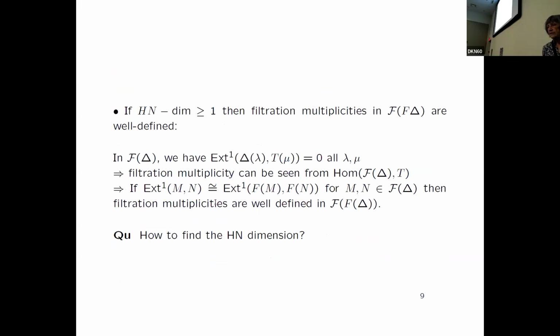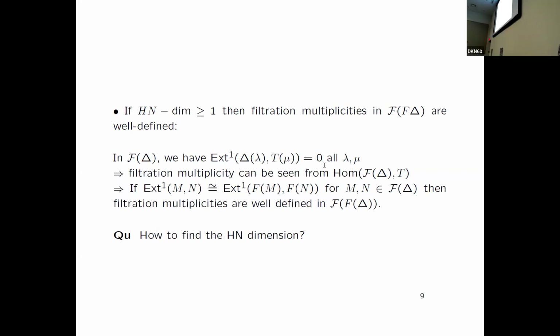Right, so why is this interesting? If this dimension is at least 1, then we would already know that filtration multiplicities are well defined. And you can see that in a few lines, because if you look at the category of modules with delta filtration, you have in this category the deltas, you also have the tilting modules T, and you can show that Ext of delta and T is always 0 because T is also in nabla. So this is always 0. This is the general principle: if you have Ext vanishing, and you have a class of modules which have sufficiently many homomorphisms, then you can compute filtration multiplicities using homomorphisms between the deltas and the T.